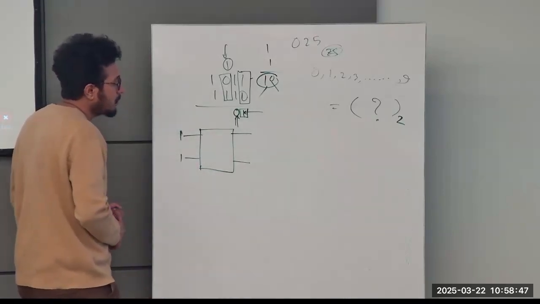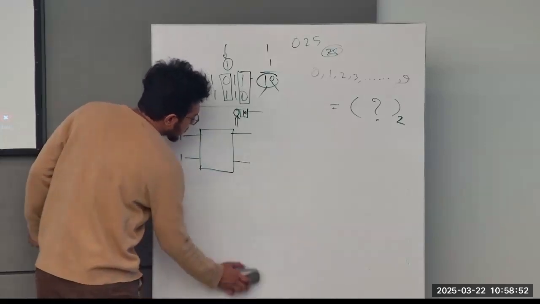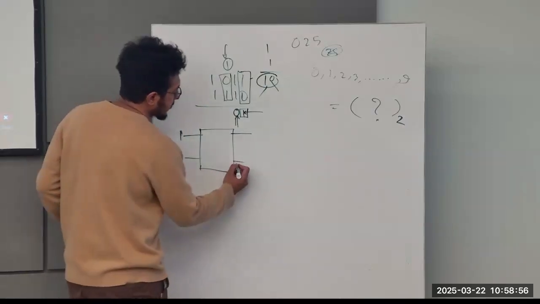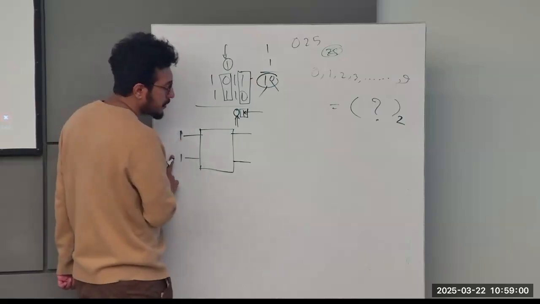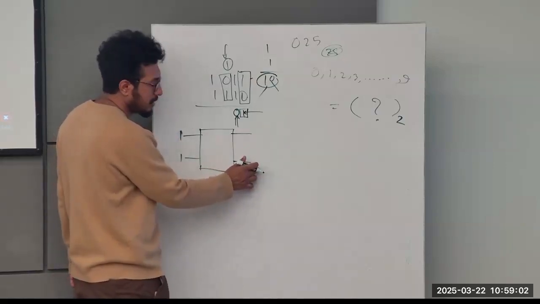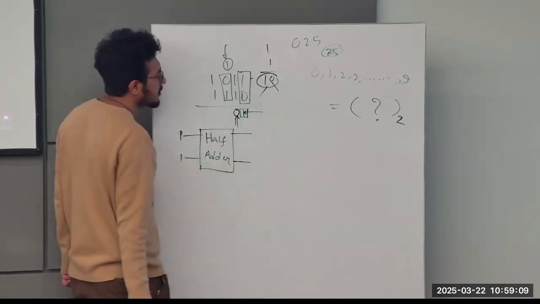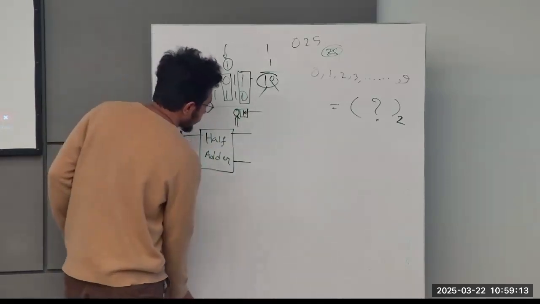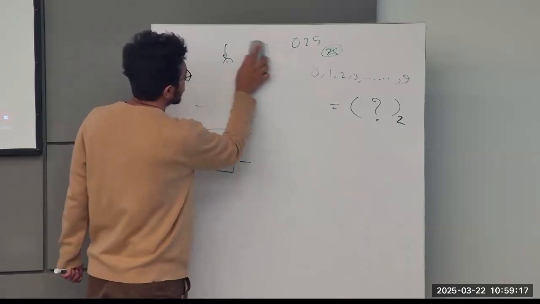So now, what about the next? If you build a block like this, which has two inputs and two outputs, we will call it a half adder. Half. Why are we calling it a half adder? I am actually explaining it now. Think about the next digit. Okay. Let me erase it again.